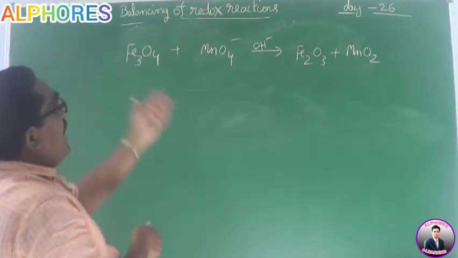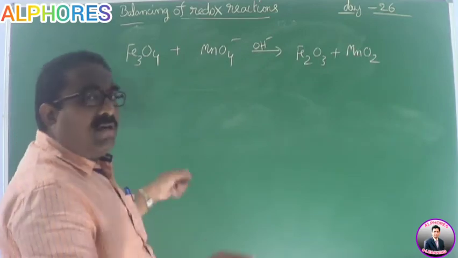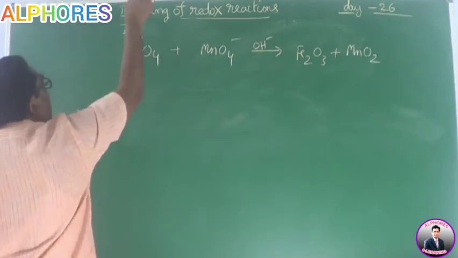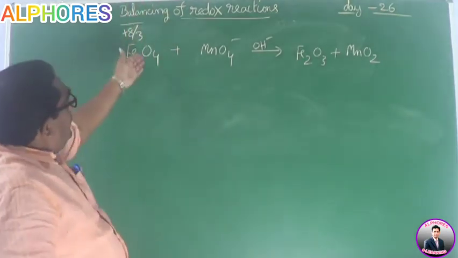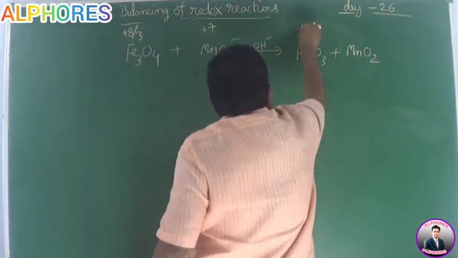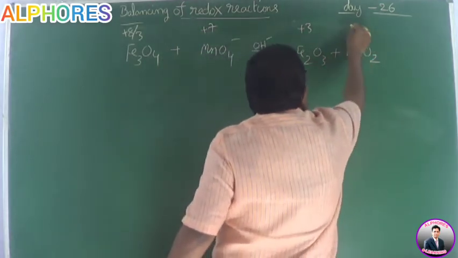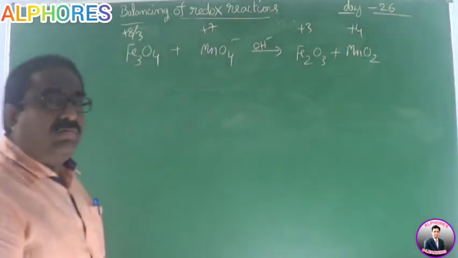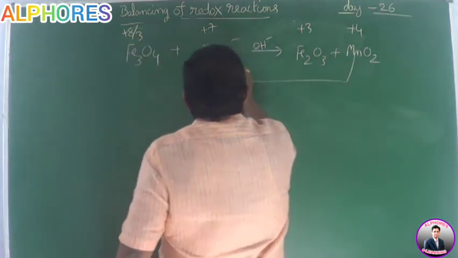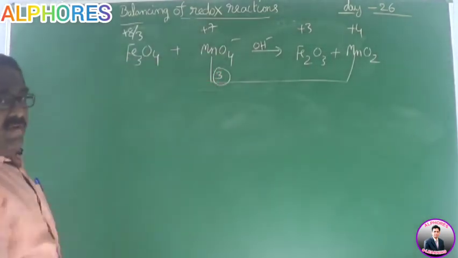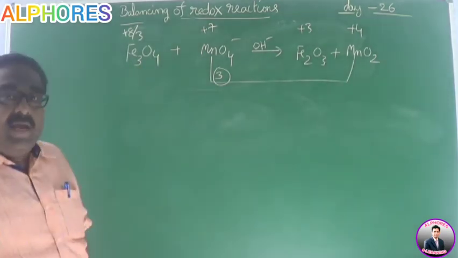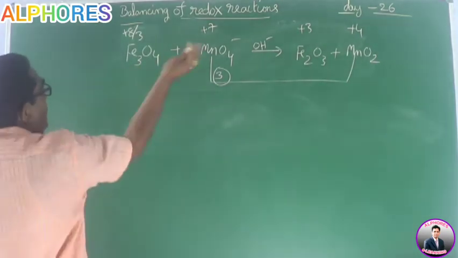Now, let me balance this redox reaction according to our simple technique. Let me calculate the oxidation state. Plus 8 by 3 for Fe3O4, I have explained it in the oxidation state lesson. This is plus 7 as usual. In ferric oxide, both irons are plus 3 here. Here manganese is plus 4, MnO2. The change here is a very simple aspect. We can write simply as 3 Fe. And here let me calculate the total change in oxidation state.